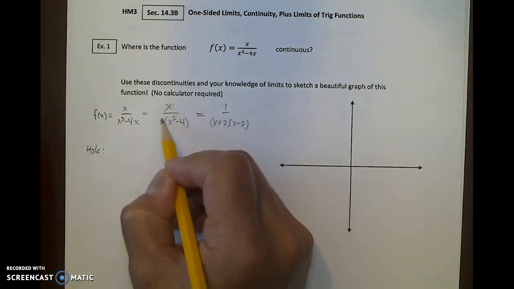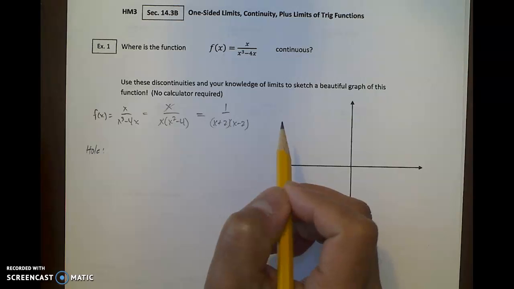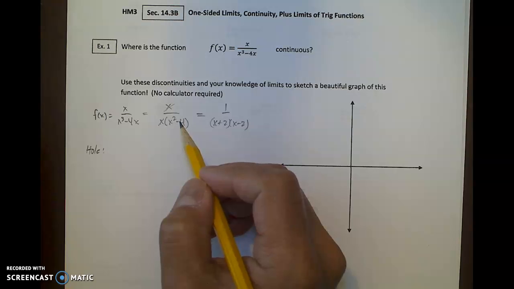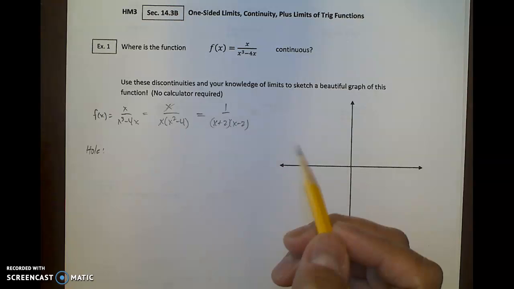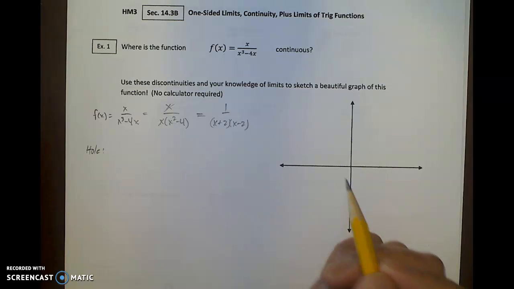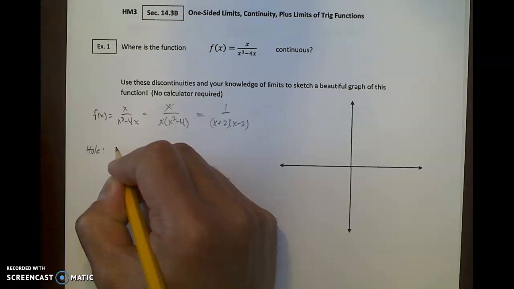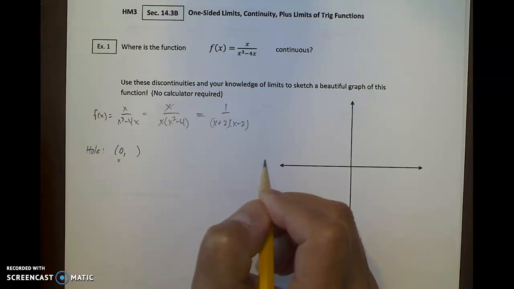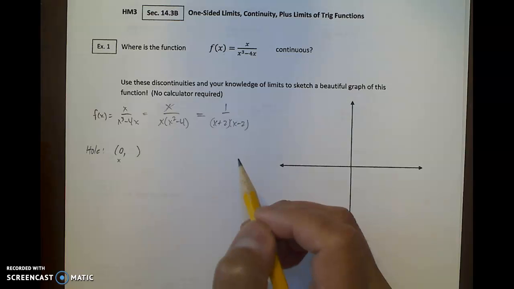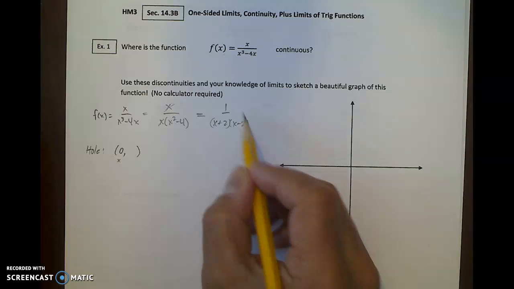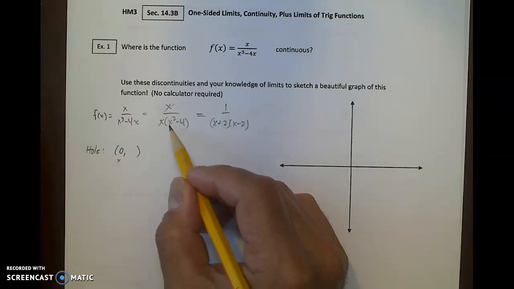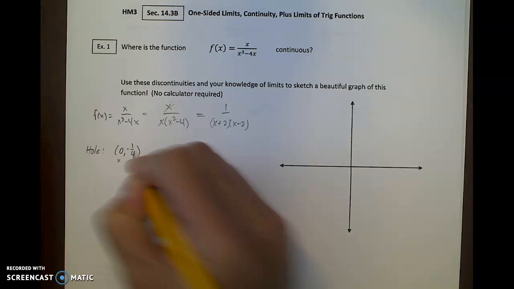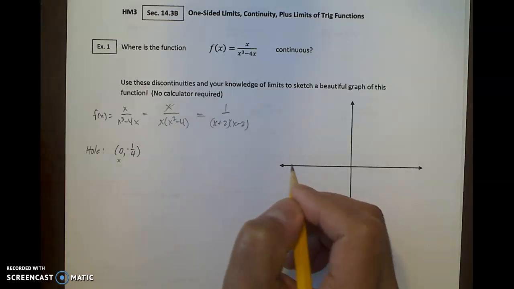Again, when you cancel out the common factor, we know that when we set that common factor equal to 0, the solution for x is where the hole is in that function. So we know for a fact that the hole's x coordinate is at 0. To find the y coordinate for the location of the hole, we're going to plug 0 in for x in the remaining parts of that function. So if I plug 0 in for x, I get 1 over negative 4. So there's the location of the hole.